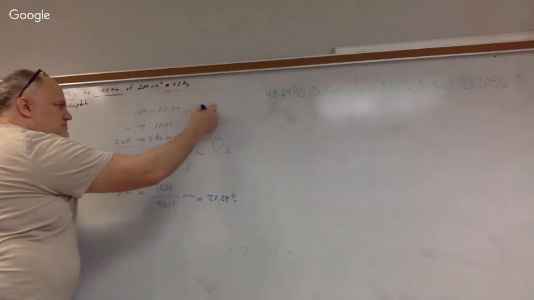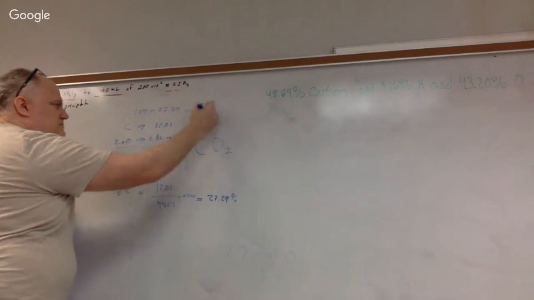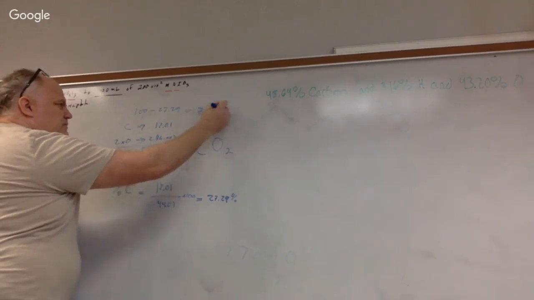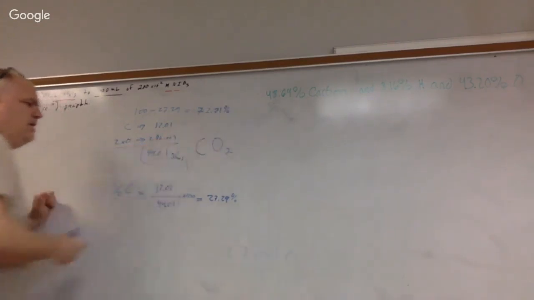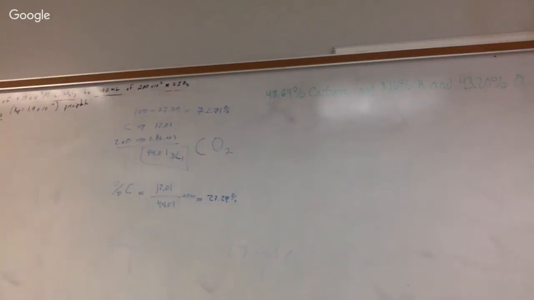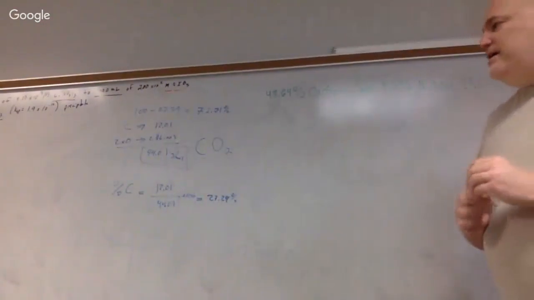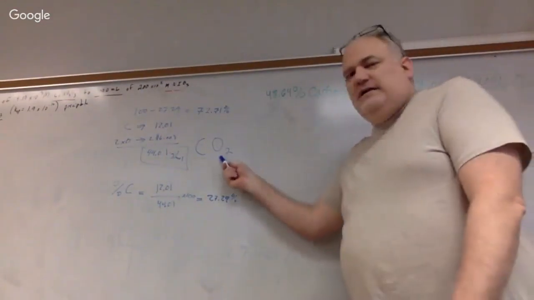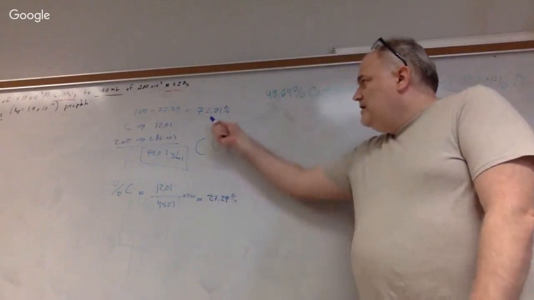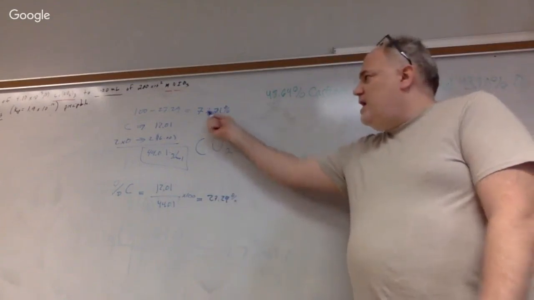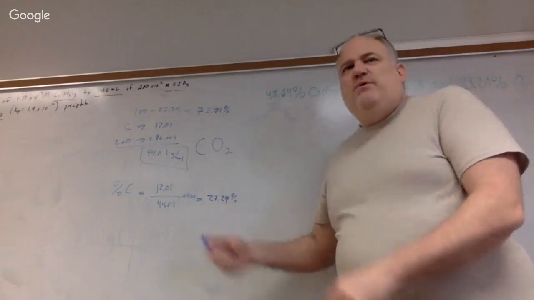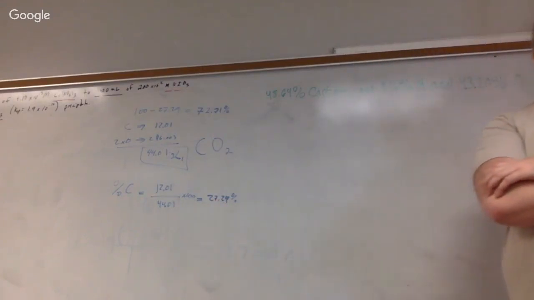And what would that give us? 72.71%? So right now, what I know is that in every single carbon dioxide, every one, 72.71% of it is going to be oxygen, and 27.29% is going to be carbon.